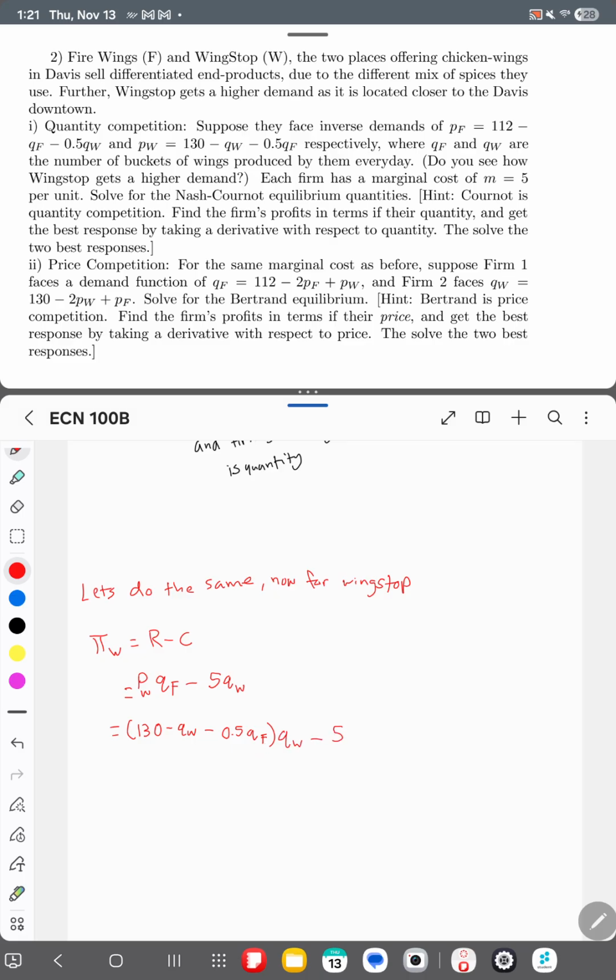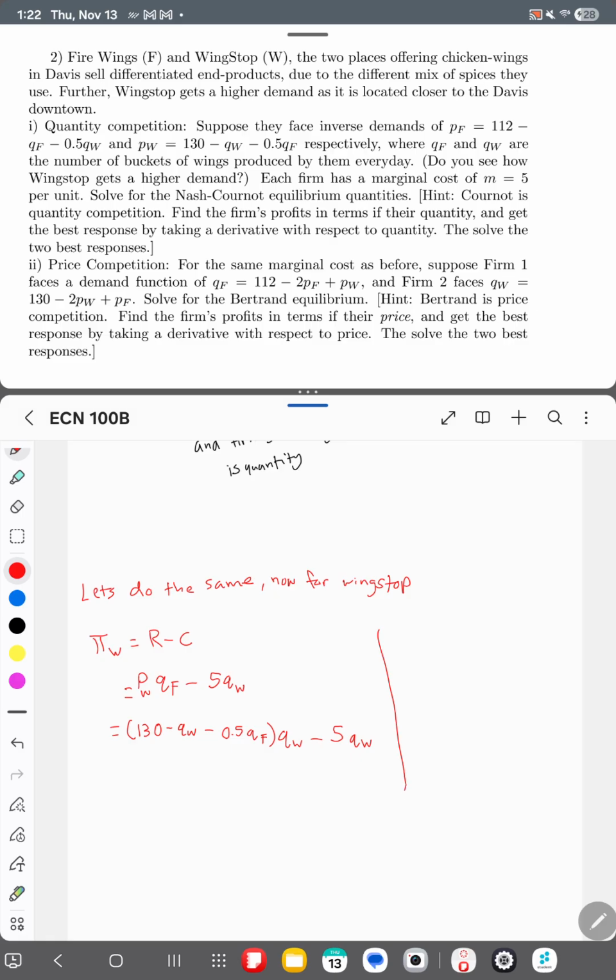That gives me this equation. That's just revenue minus cost. Revenue is price times quantity. Nothing else. What should be the next step? I should be maximizing my profit with respect to my quantity.